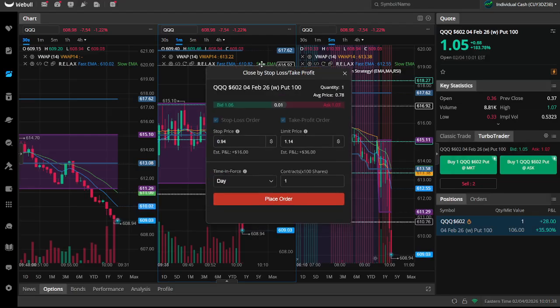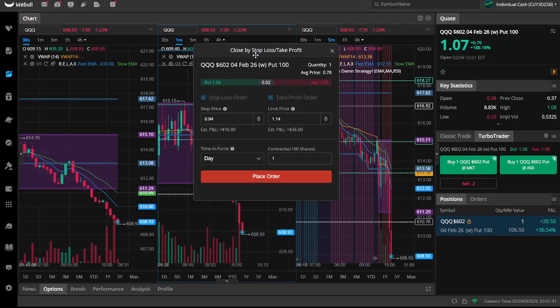What I'm doing is the equivalent of doing a trailing stop loss. I just keep updating the price to be a little higher.